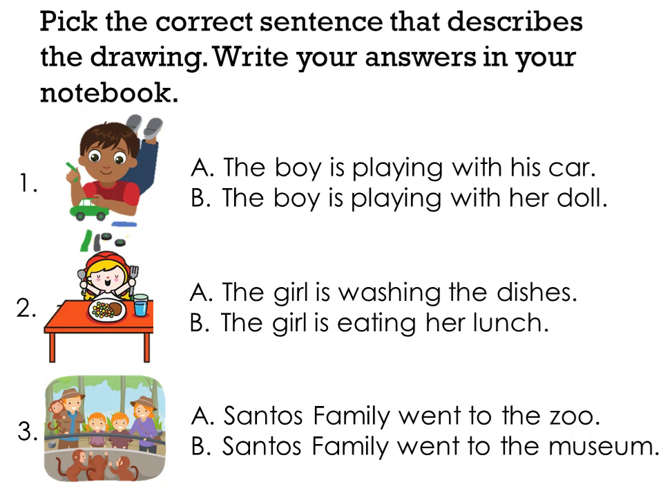Number 1, look at the picture. The correct answer is letter A. The boy is playing with his car. Number 2, what is the girl doing? The correct answer is letter B. The girl is eating her lunch. Number 3, what is that family doing? The correct answer is letter A. They went to the zoo. Why is the zoo the answer? Simply because there are animals there.